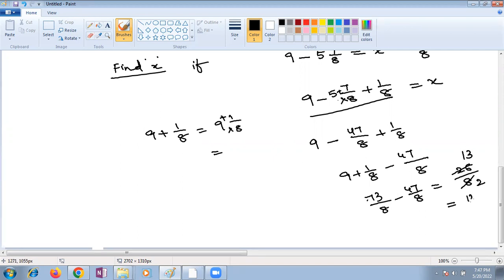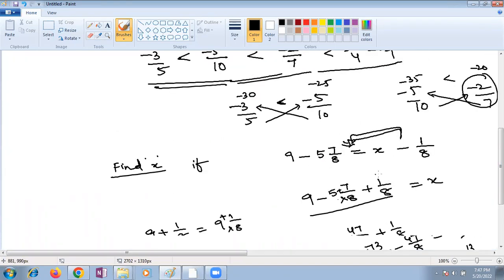4 2 times or 4 30? 13 by 2. 13 by 2 can be written as a mixed number. Yes, ma'am, 6 1 by 2. Javali, this is the answer. Okay, ma'am. Very good, Javali. This type of questions is also very helpful.